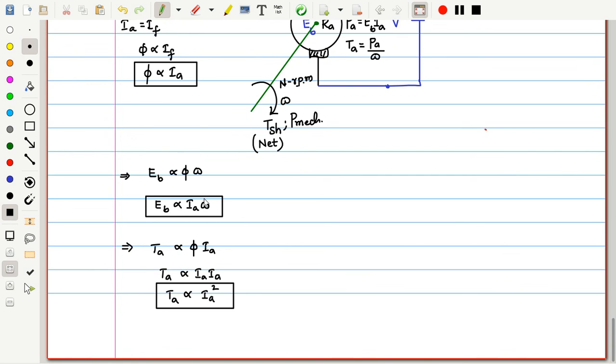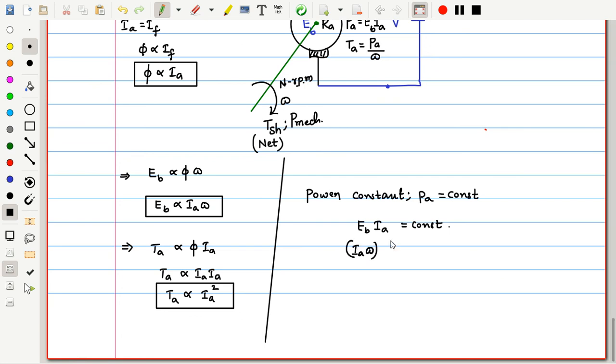Now just see this as in the previous case. The power developed in the armature is constant. That is, PA is constant. So a constant power is developed across the armature. Can I say EB into IA is constant? What is EB? EB is proportional to Ia into omega. So can I write this as Ia into omega into Ia is constant?